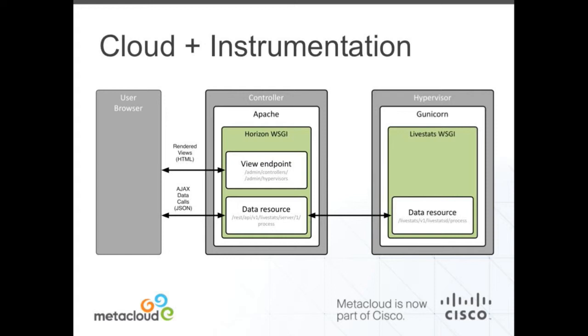In the middle, you have the controller, which is running Horizon within a WSGI process within Apache. We have two different URLs that requests come into. One is the request for the view, which goes into the view endpoint. The other is the data resource, which pulls the information from the back end hypervisor and presents it to the client side in JSON, which then gets rendered as HTML.